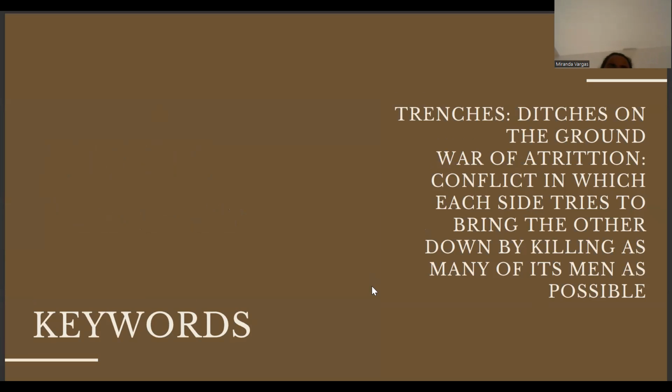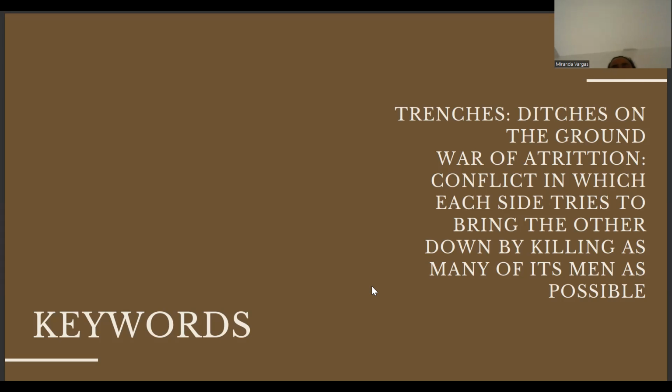We're going to start with some keywords, main concepts for us to understand the whole thing I'm going to be talking about. First of all, trenches. Trenches were ditches on the ground where the soldiers placed themselves during the whole war. They were about 2 meters deep and several meters long, and they were made mostly of mud and wood sticks.